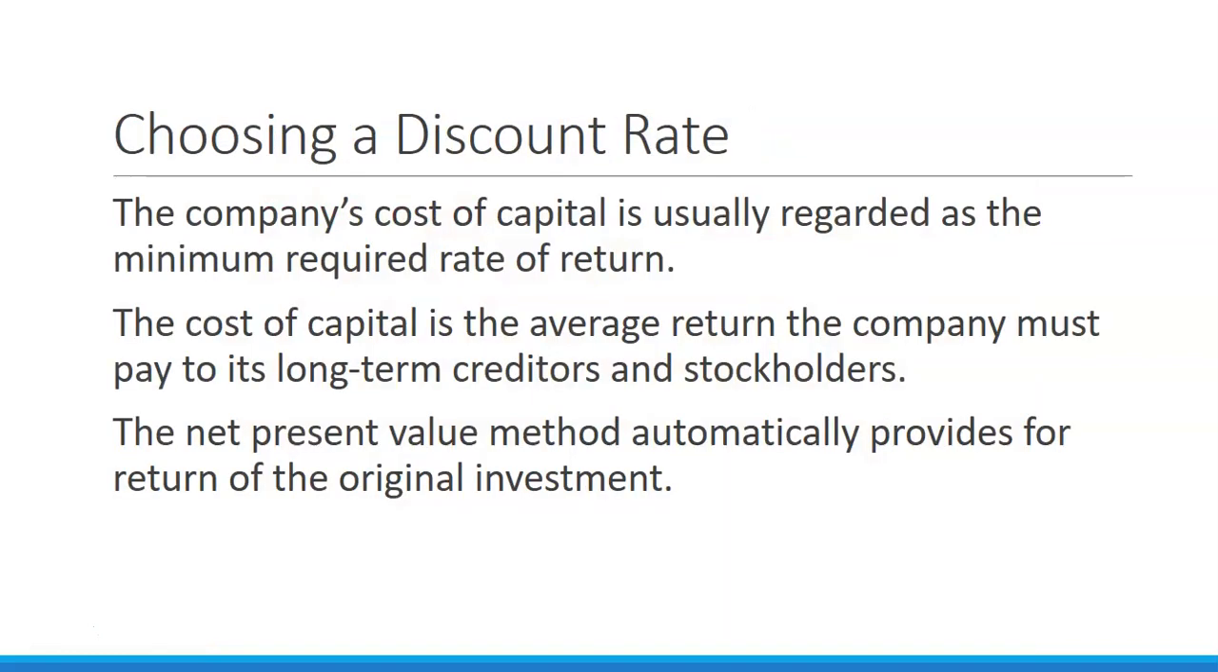So how do we choose what that rate of return is, or our discount rate, also called a hurdle rate? It's usually our cost of capital. The cost of capital is the average return the company must pay to its long-term creditors and stockholders. Our net present value method automatically provides for return of the original investment. So in most of our problems, the discount rate is going to be given to us and we're not going to have to calculate it.